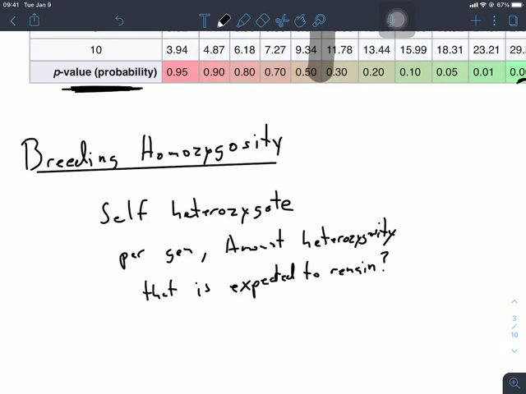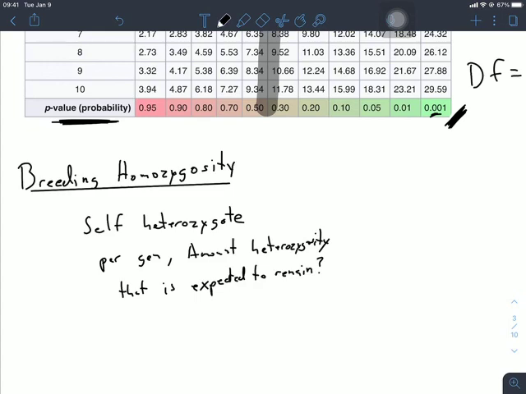This allows you to answer the question of, do I need to self this individual one time in order to get most of the heterozygosity gone? Or do I need to self this individual a whole boatload of times in order to get the amount of heterozygosity to be gone?